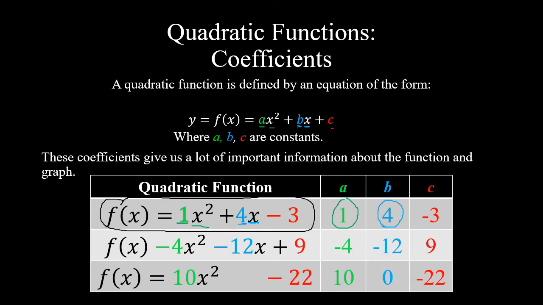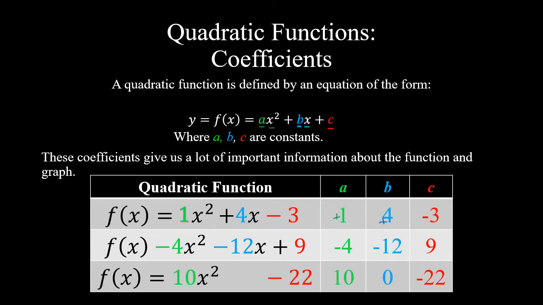And then finally, our C sort of hangs out by itself at the end. That comes in front of our x to the 0 term, which means that it's just going to be a number. So if we look at the end of our quadratic function here, where there is no variable, we see no x, we have a -3. And it's really important that we take that negative sign with us, right? A positive sign is sort of implied, like we know this is a +1, and we know this is a +4. We don't have to write those in. But if we have a negative, we need to make sure that we take that negative sign with us when we're thinking about our coefficient c there, okay? So there's our a, b, and c for our first quadratic function.